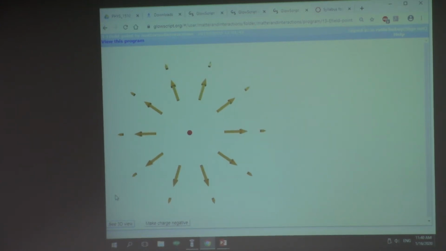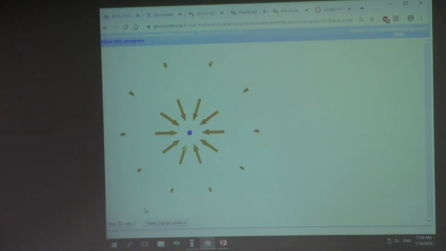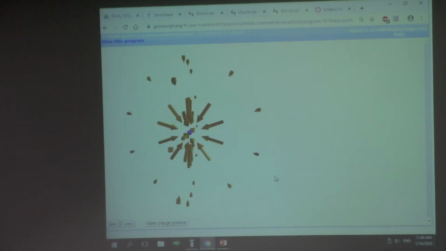What would it look like if it were a negative charge instead of a positive charge? Should point the other way, shouldn't it? If we make it a negative charge, we still see the same distance dependence, but now the field made by this charge is pointing toward the charge. And if we look at it in 3D, we see that.